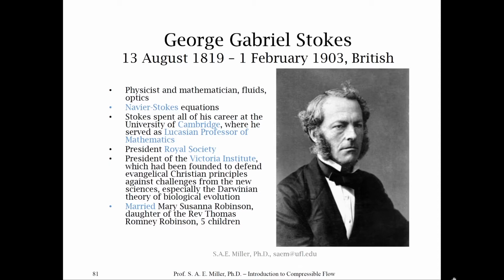He spent his entire career at Cambridge, where he became Lucasian Professor of Mathematics. Indeed, Isaac Newton held the same chair, as have many other famous mathematicians, even today. He was the president of the Victoria Institute, and he was deeply religious and evangelical. He rejected the Darwinian theory of biological evolution, which is unlikely to be a daring thing to say today. Nonetheless, he married Mary Susanna Robinson, the daughter of a reverend, after a long amount of letters and paperwork and negotiation, and they had 5 children.